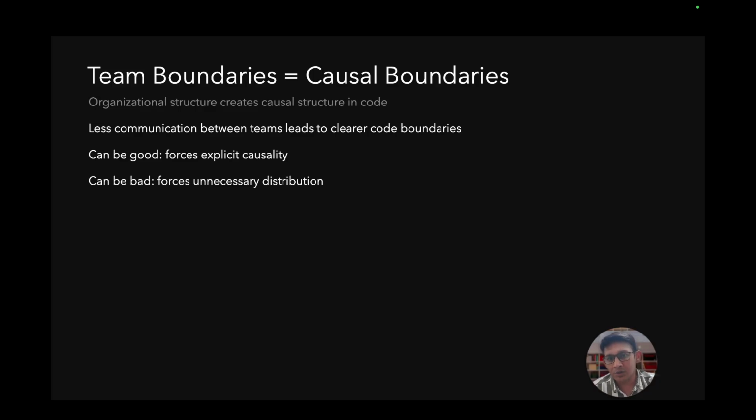Now, if team A owns service A and team B owns service B, the interface between services becomes explicit. It has to be because teams can't rely on informal communication. The causal relationship between services must be documented and stable. Now, this can be good. It forces explicit causality at service boundaries. But it can also be bad. It can force distribution where a monolith would have clearer causality.